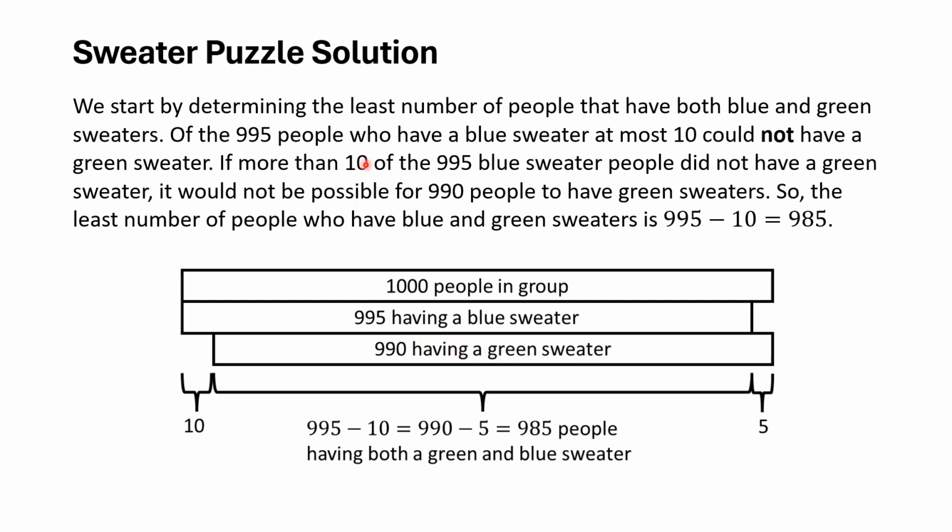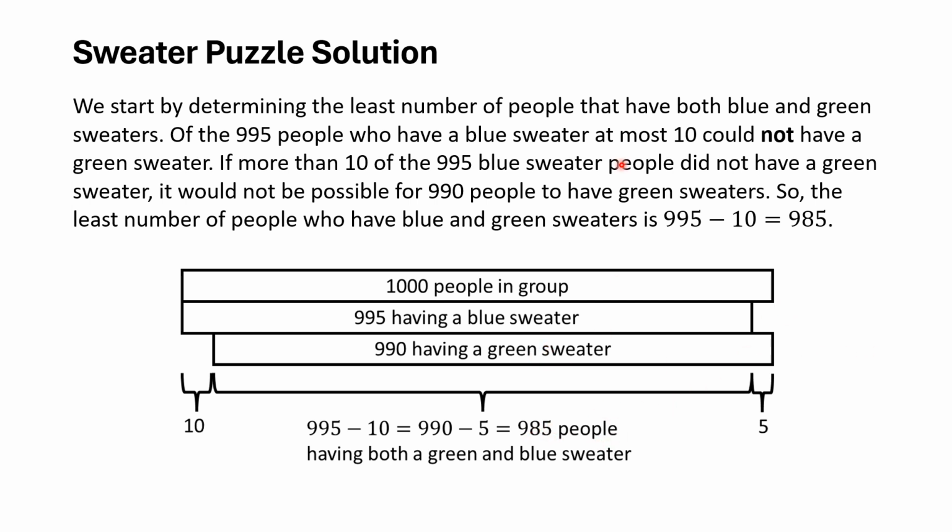So that's the most that could happen there. And then if more than 5 people from the greens that have green sweaters don't have blue sweaters, then again, you would have to cut into the 995. So either way, the least number of people that have both is either 995 minus 10, subtracting 10 from this, or 990 minus 5, and you get 985.